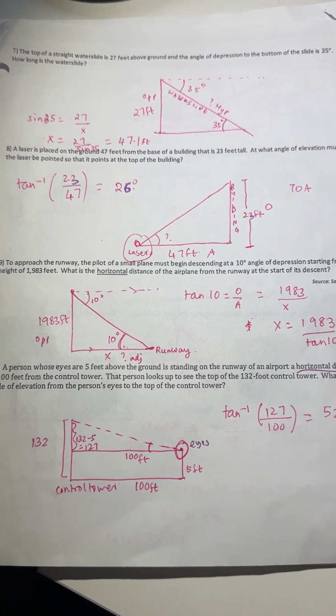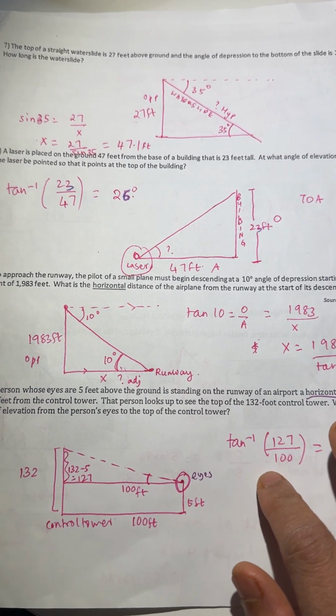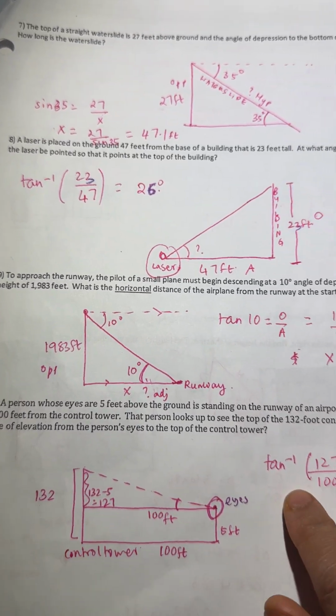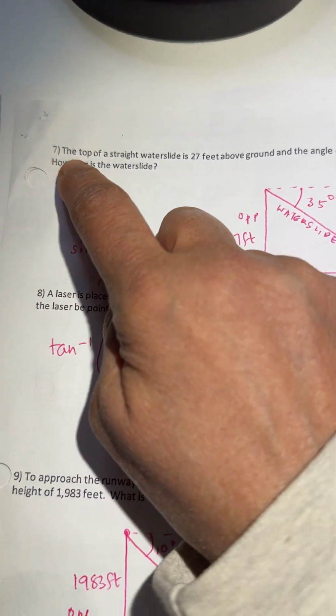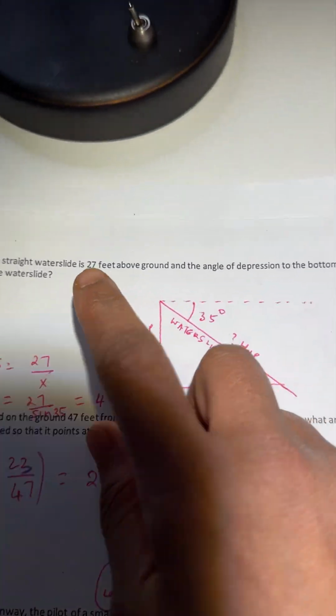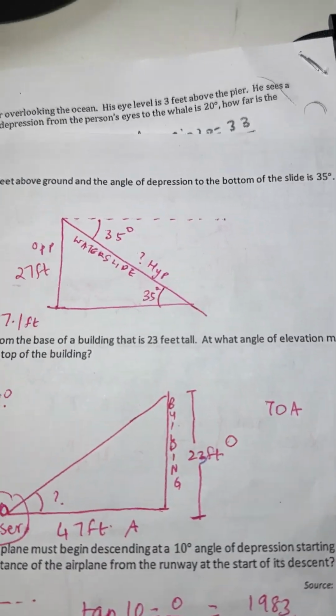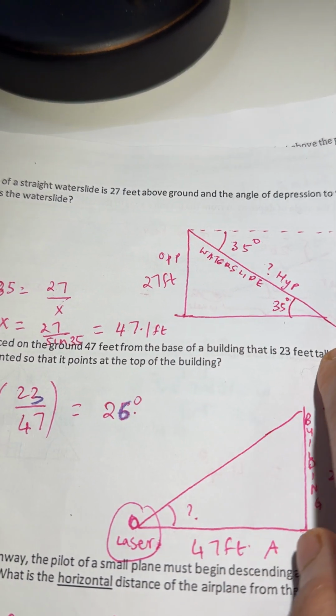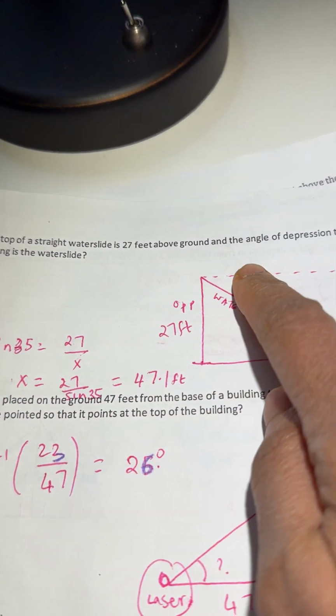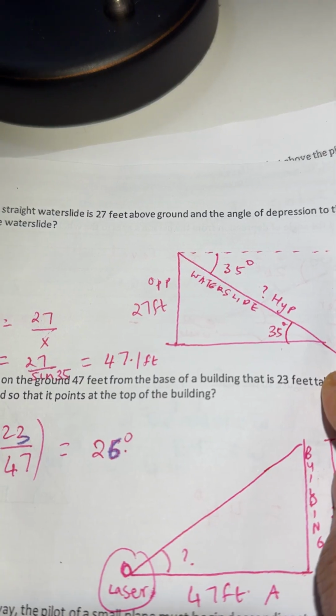Okay, so I'm going to explain page 3 of the Trig answer key, Trig test review. So questions number 7, 8, 9, and 10. These are all word problems, so it's all about drawing a very neat picture, visualizing what they're saying and drawing it out. That's the most important thing here.